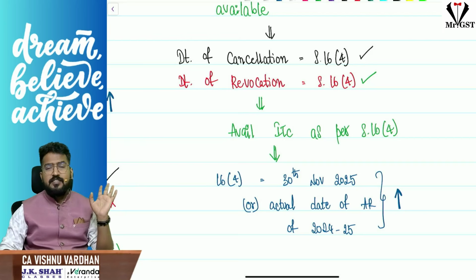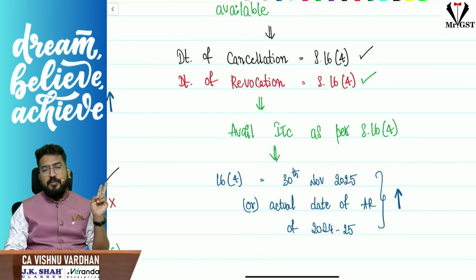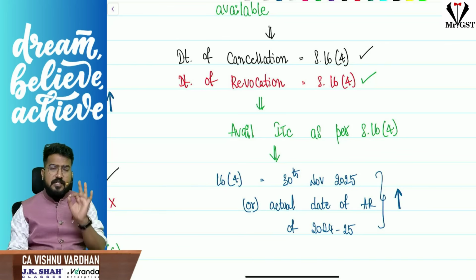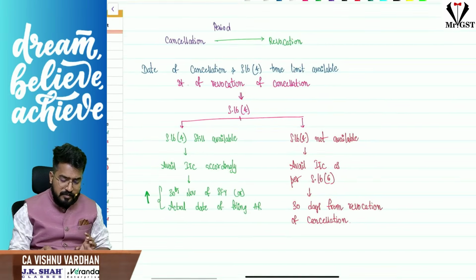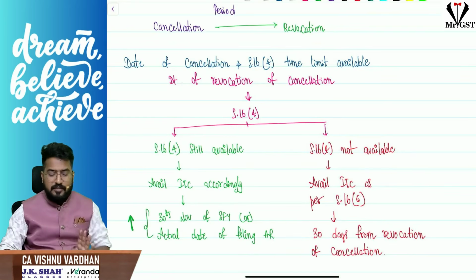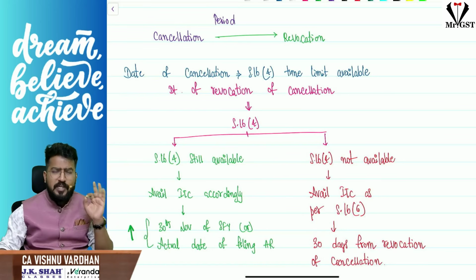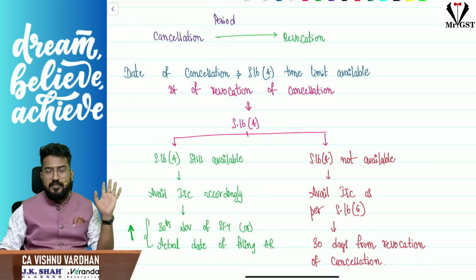I will see 16 subsection 6, in simple words, when at the time of cancellation the 16 subsection 4 time limit is applicable, but at the time of revocation it is not applicable. In that case I will go to 16 subsection 6. What does 16 subsection 6 say? It says take ITC by filing the pending returns within 30 days from the date of revocation of cancellation. So this is the note for that. Hope it is crystal clear for you. This is a new section and a very important section for your May 2025 exams. So please be careful.